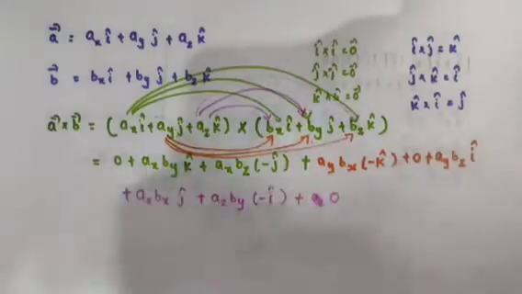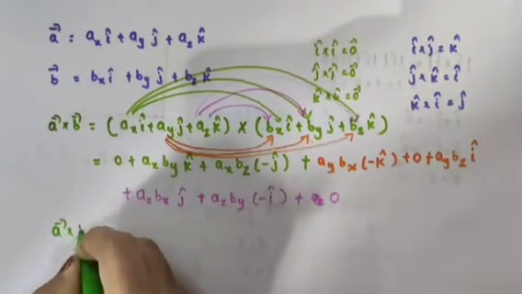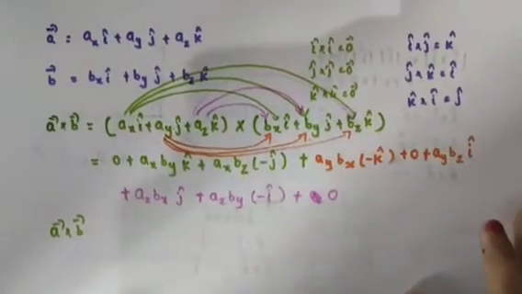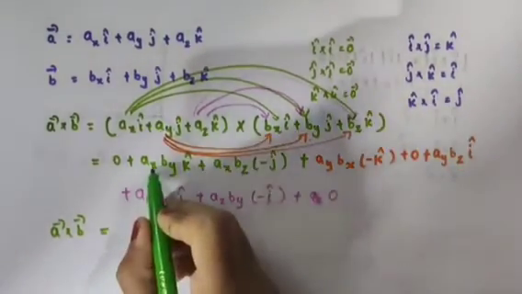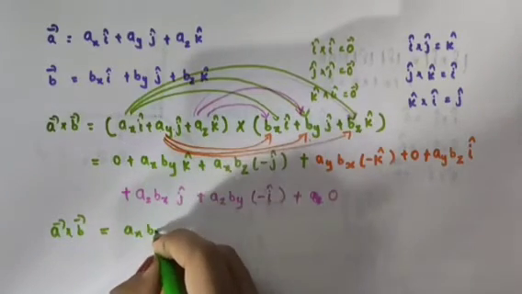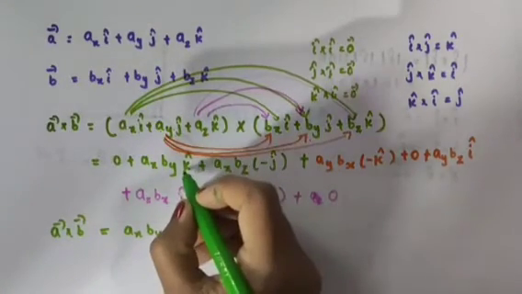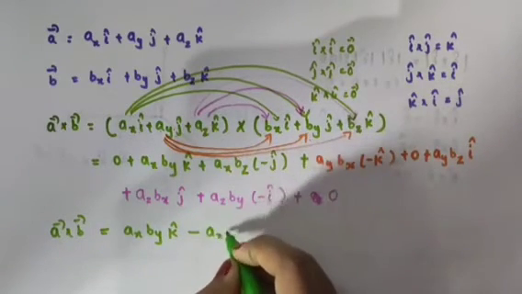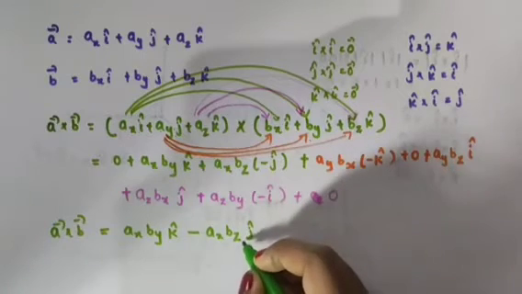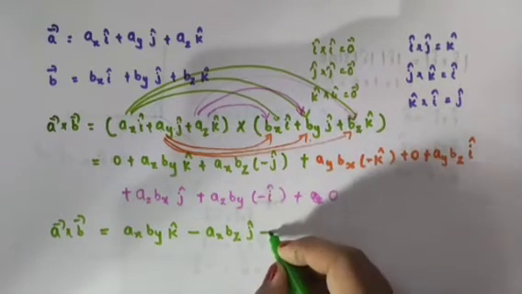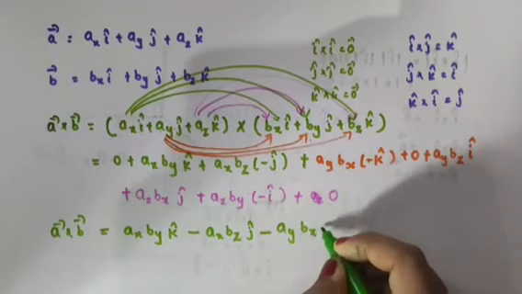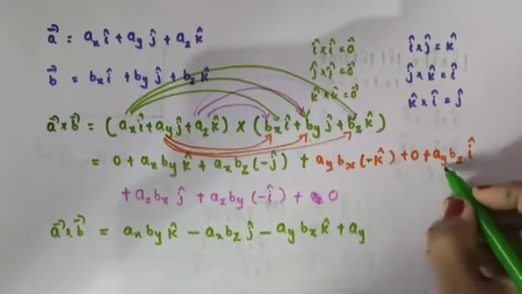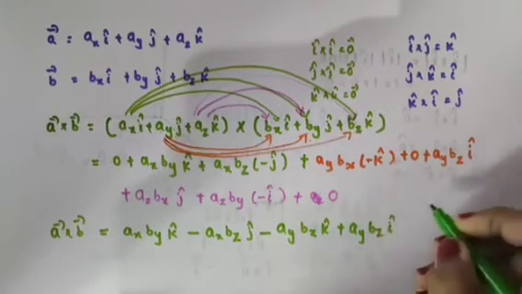Okay, so now let us simplify this. Wherever we have k cap, ax by k cap, and here minus k cap, let me just simplify that. Here also ax by k cap. Next, minus into plus, I'll write minus ax bz j cap. Then minus into plus, I'll write minus ay bx k cap. Next, plus into plus is plus only, that is ay bz i cap.